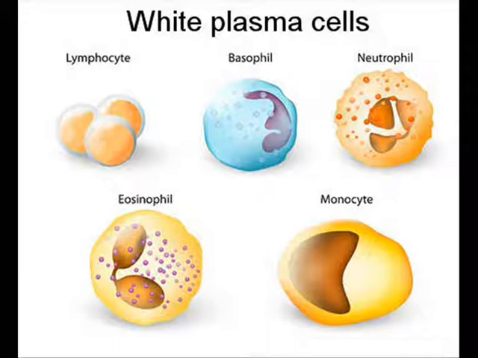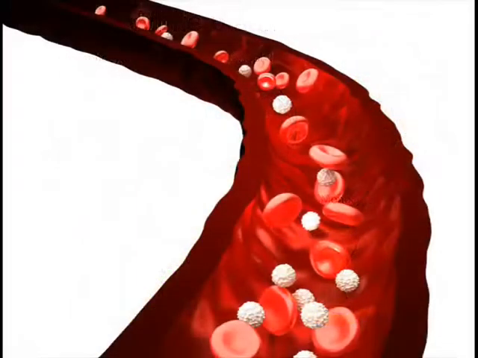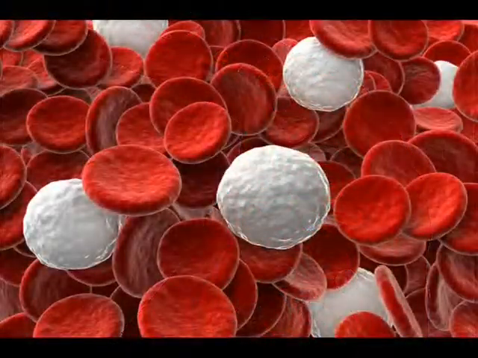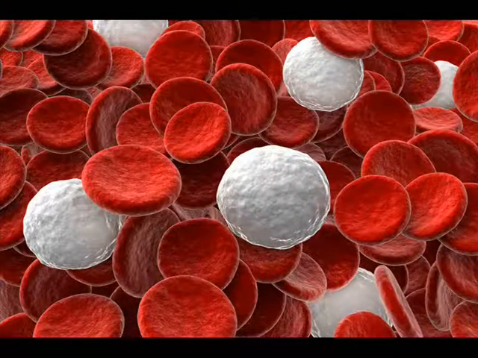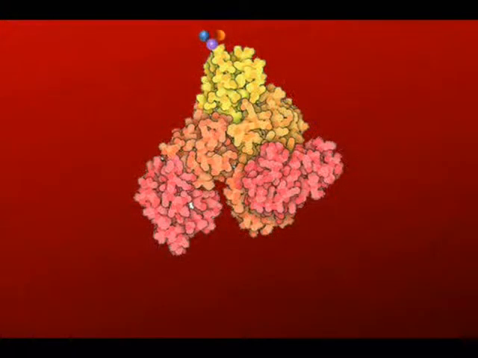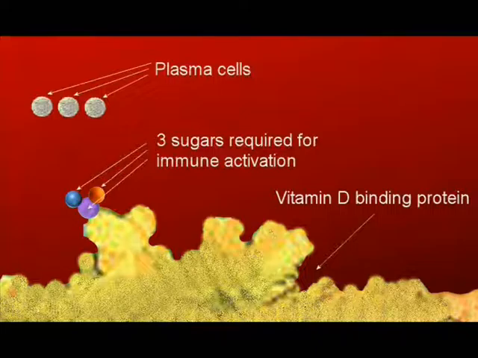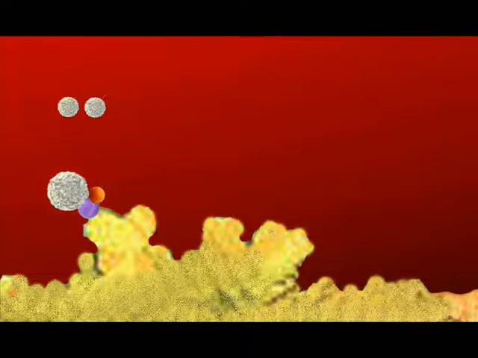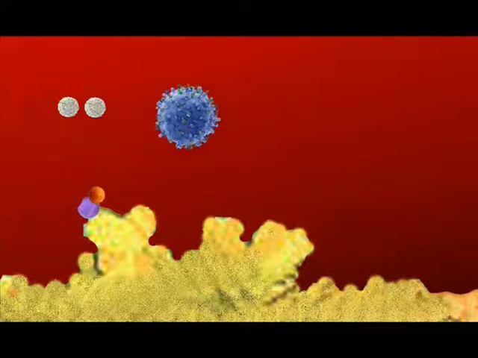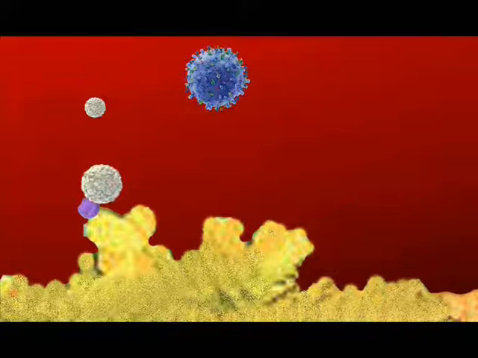Our white plasma cells are produced in our liver, lymph nodes and bone marrow. From here they enter the bloodstream. However, at this time they are not fully active immune cells. Instead, they are dormant and consume just enough energy to stay alive. To become active immune cells, our plasma cells require vitamin D transport protein. Here we see our white plasma cells interacting with the 3 sugars on vitamin D transport protein to become fully active immune cells.